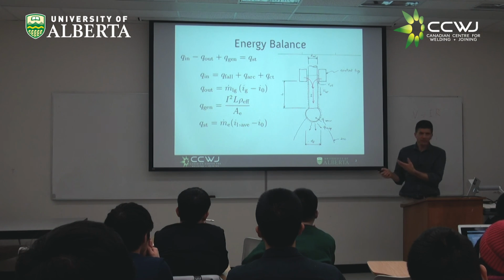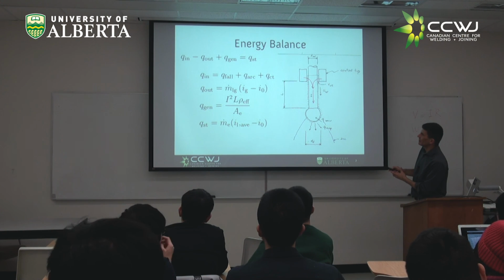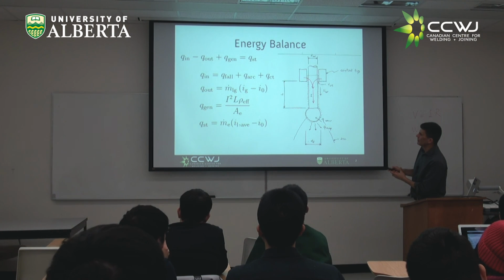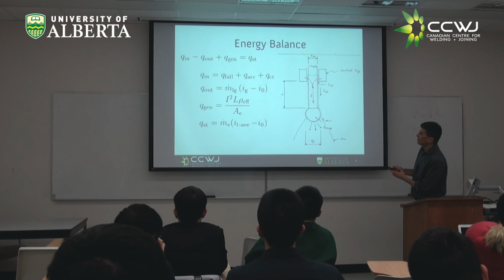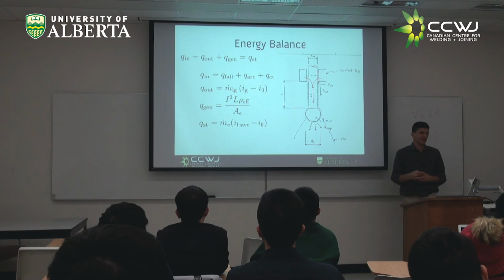Heat generated, guess what? We have it here. What we discussed: I squared R, and resistance is the length of the stick out times the effective resistivity, over the cross-sectional area of the electrode. And what is the heat stored? I mean, isn't welding awesome? We go from Fourier series to electromagnetics.